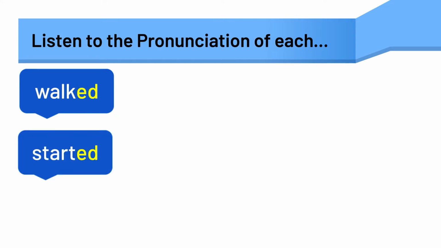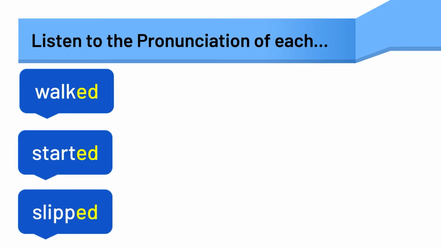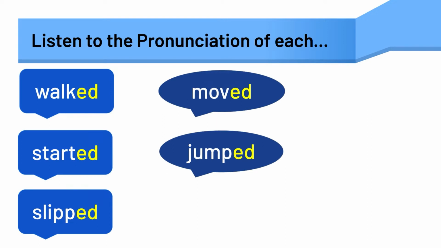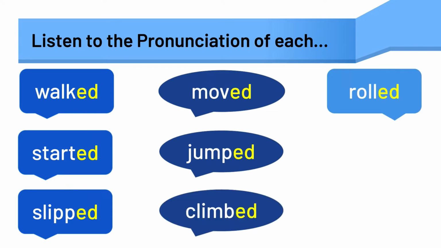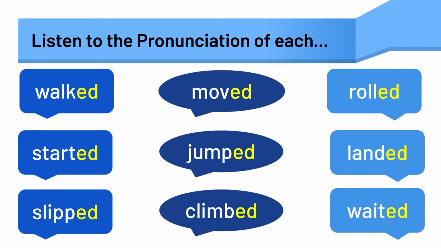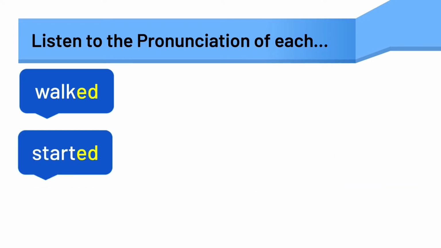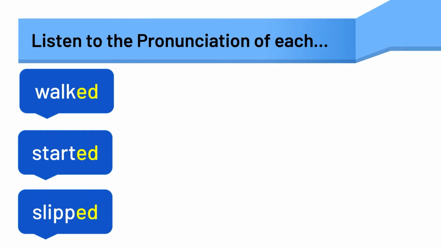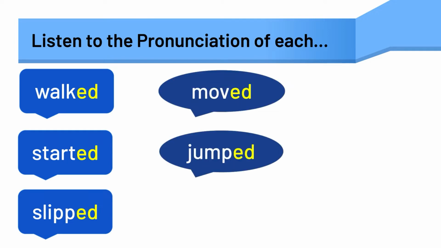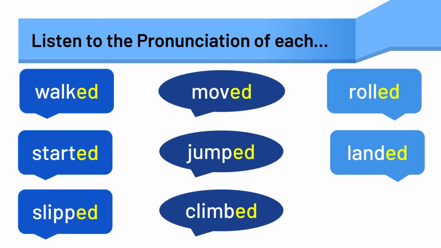Walked, started, slipped, moved, jumped, climbed, rolled, landed, and waited. Notice that each of the words ends in the final ed, but the verbs do not all have the same sound at the end. Listen to the words again. Walked, started, slipped, moved, jumped, climbed, rolled, landed, and waited.